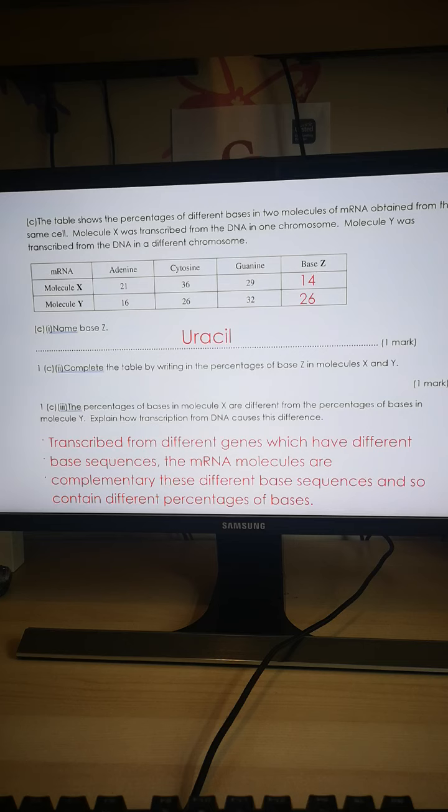Okay, so the reason they're going to have different percentages of bases is because they're transcripts from different genes. And those different genes will have different base sequences. So different parts of the DNA, different genes will have different base sequences. The mRNA molecules, X and Y, are complementary to these different base sequences, and so they contain different percentages of bases. Simple.